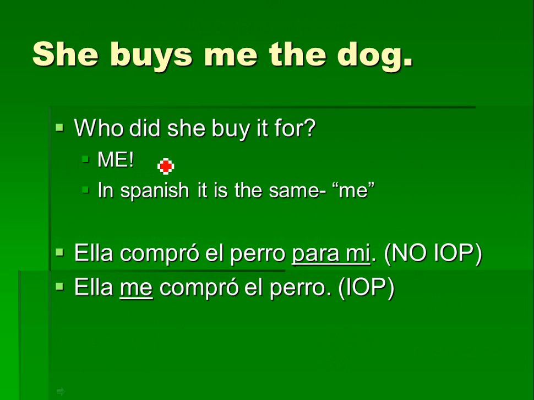Let's show you again. So she buys me the dog. Here's the present tense example because she buys me currently the dog. Who did she buy it for? So for whom is the dog? For me. So in Spanish it's nicely the same, but it's pronounced mí. Ella compró el perro para mí is one way to say it that doesn't use an IOP. It's just saying for me. If we wanted to use the IOP, it would be ella me compró el perro, which is actually, I put that in past tense. She bought the dog for me. Ella me compró el perro. She bought me the dog.